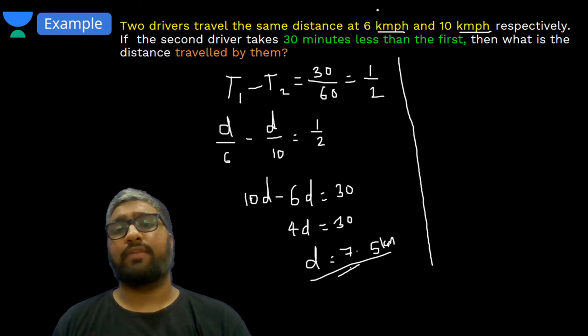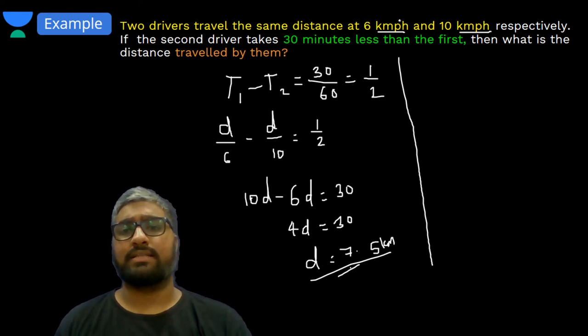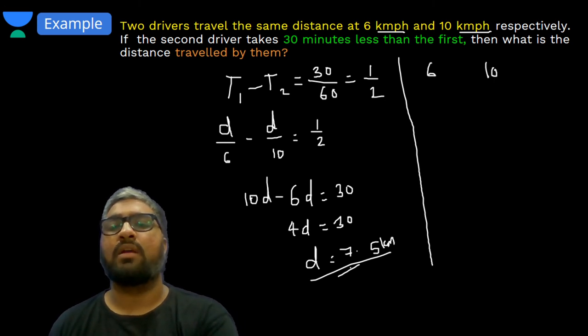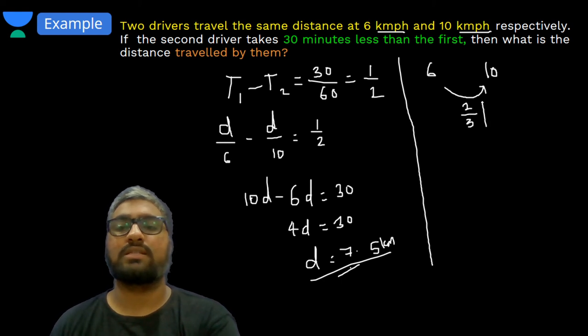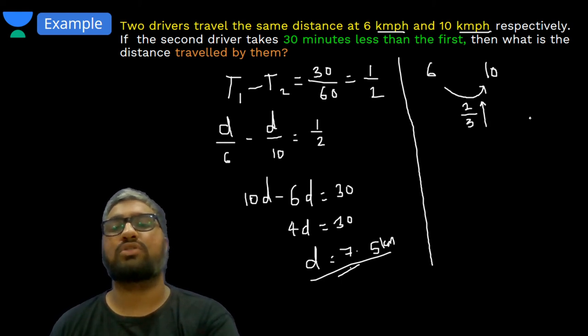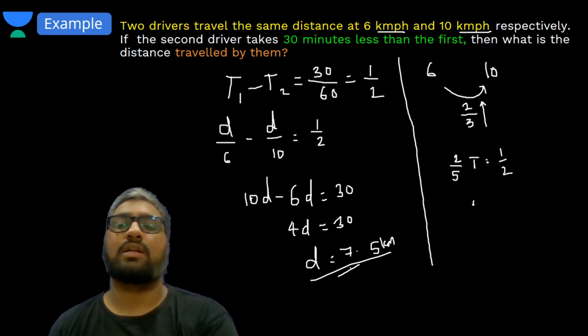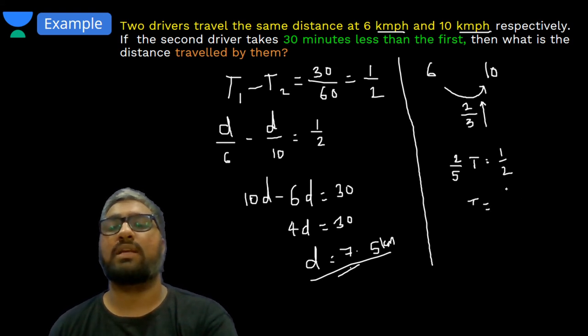If you want to use percentage increase, decrease: the speed goes from 6 to 10, which means there is a 2/3 increase, 4 out of 6. So if there is a 2/3 increase, what should be the drop? The drop should be 2 by 5. So 2/5 of the time is 30 minutes, that is 1 by 2. Or in other terms, the time would be 5/4 of an hour.